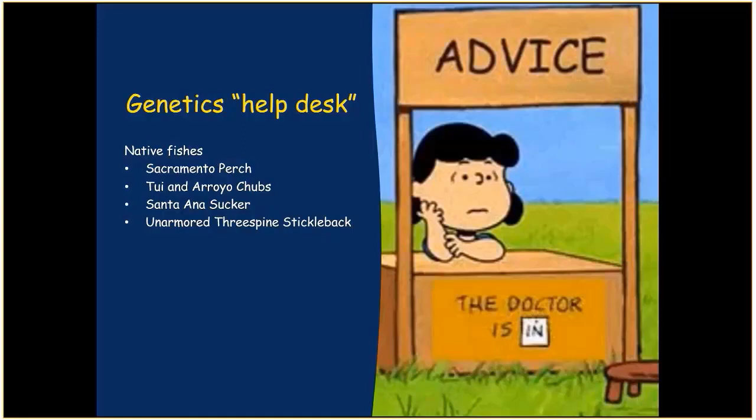Also involved with the tui chub and arroyo chub. Tui chub are, I believe, fully protected. Arroyo chubs are a native chub species to Southern California that are not listed. I think they're a species of special concern. Also involved with Santa Ana sucker translocation questions, and they are a federally threatened species. And then unarmored threespine sticklebacks are fully protected, again a native, non-salmonid in Southern California.